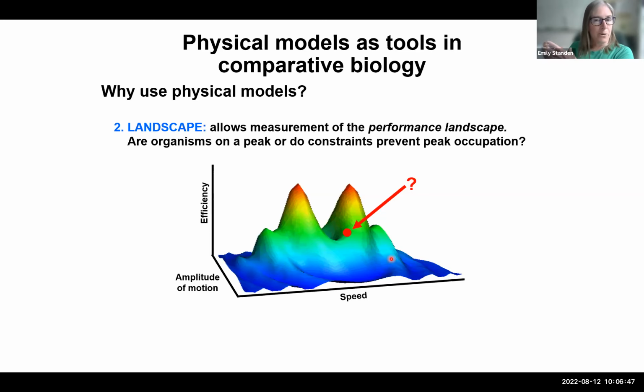Then when you go back to your organism and you look at what that organism performs at, you can see, is it landing at one of these high peaks of efficiency, or is it somewhere else on the curve? And what is the constraint that's allowing it to be at that curve? So looking at that performance landscape, measuring where your animal is, allows you to get deeper into more critical questions about why animals are not operating at a potential peak.